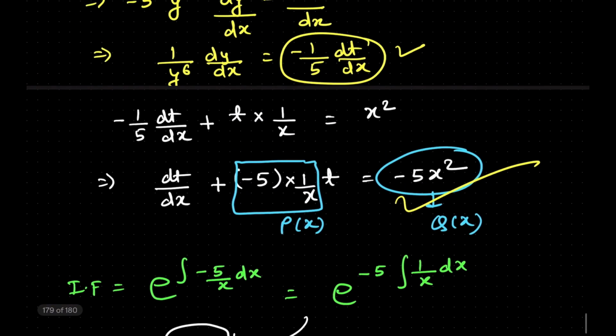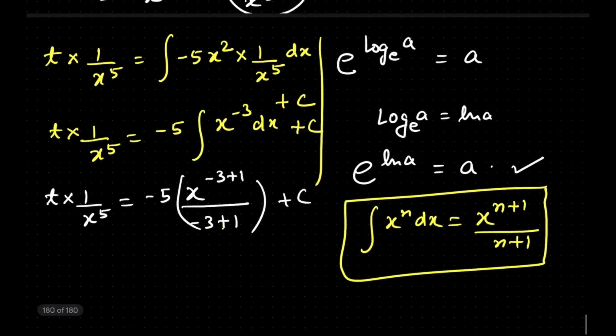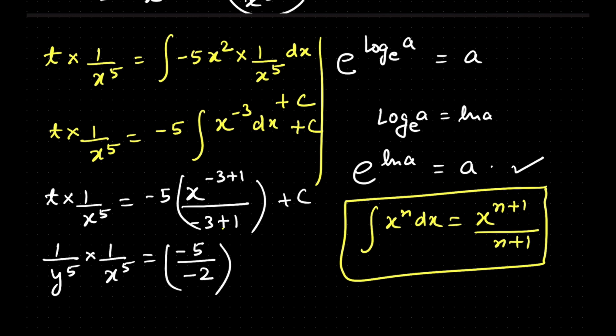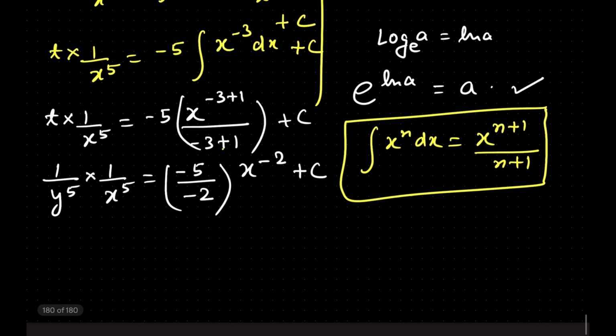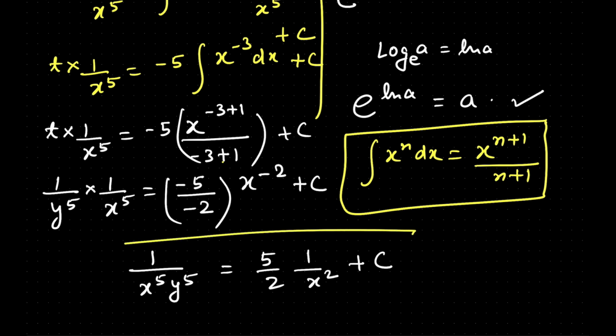Now let's replace the t term. What was our t? We assumed t as 1 by y to the power of 5. So in place of t you can write 1 by y to the power of 5 into 1 by x to the power of 5. Here again you can write -5 and you will get -1 by 2, so this will come outside. Here you get x to the power of minus 2 plus c. So finally your answer is 1 by x to the power of 5 y to the power of 5 is equal to 5 by 2 times 1 by x square plus c. So this is your final solution.